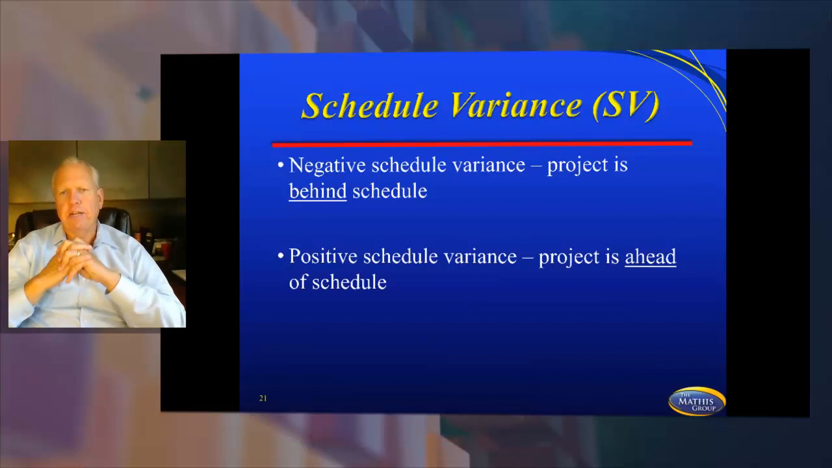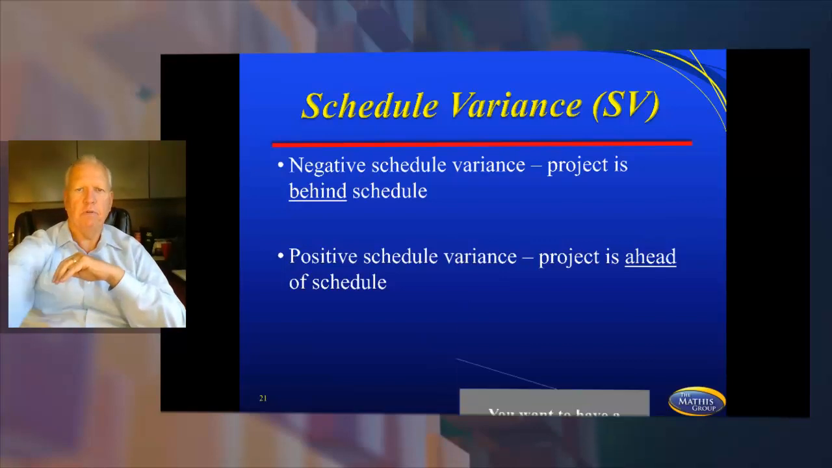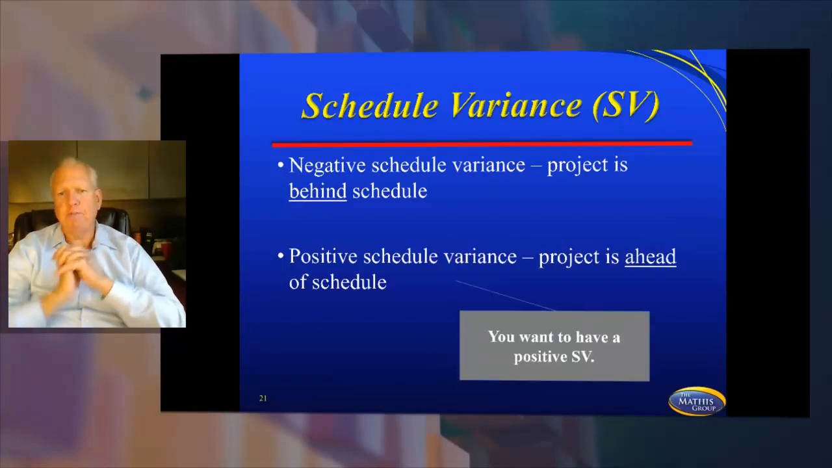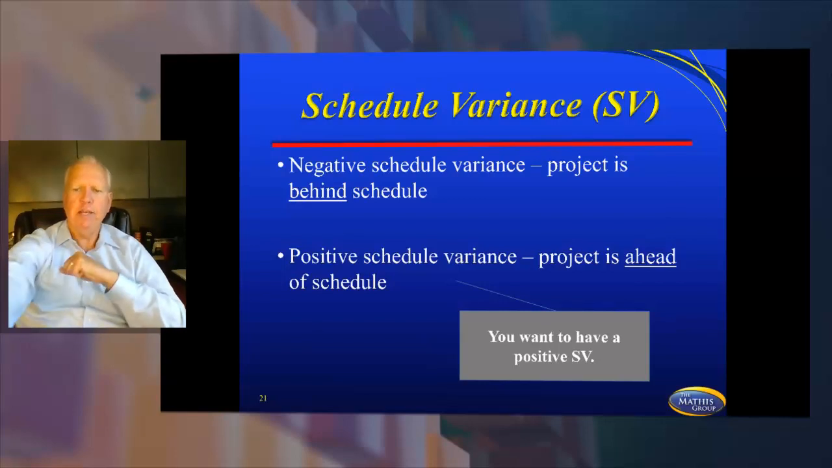Negative schedule variance, the project is behind schedule. A positive schedule variance, the project is ahead of schedule. You want to have a positive schedule variance if at all possible. Positive is good, negative is bad. Say it with me. Positive is good, negative is bad.